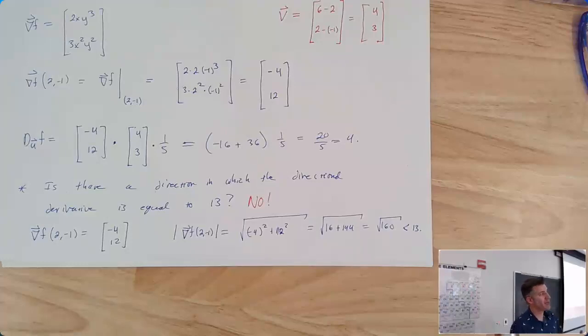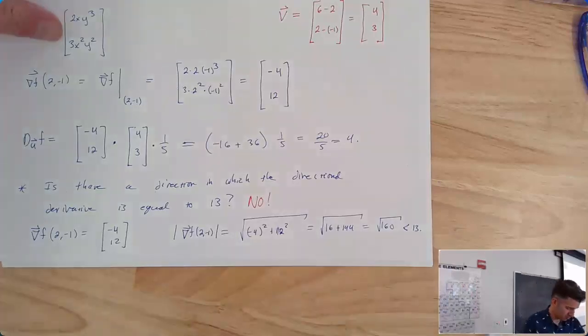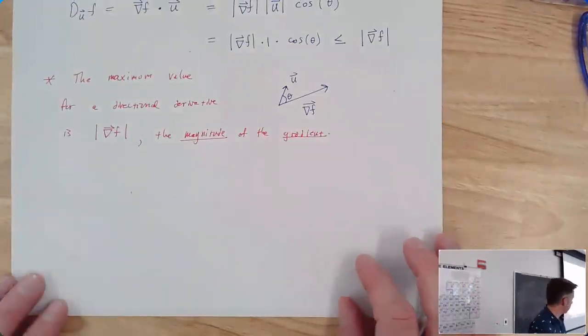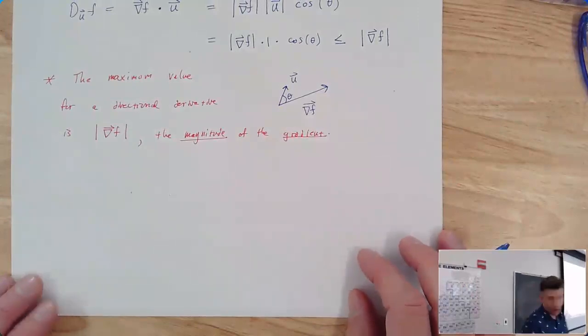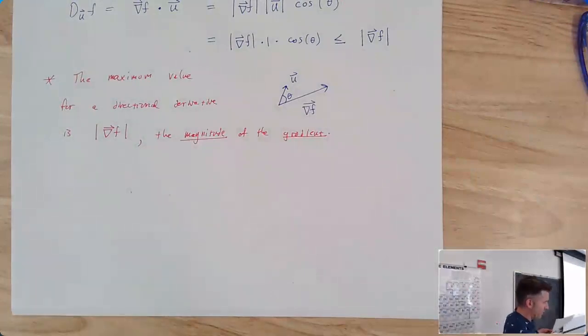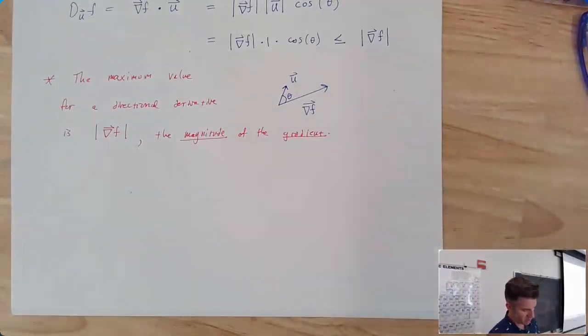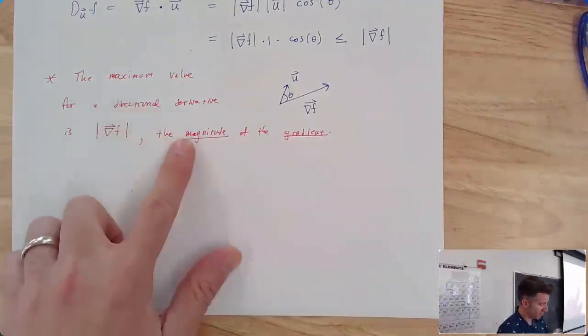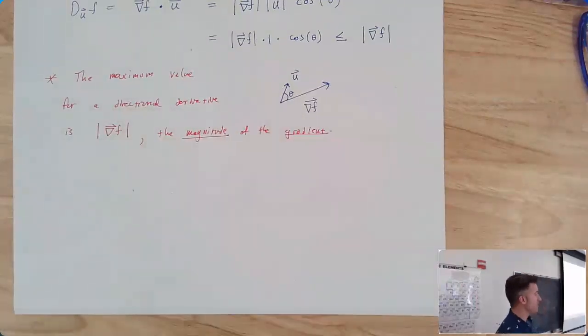So, a couple of interesting things to make note of here. The maximum value for a directional derivative is the magnitude of the gradient. Just looking over here for a second, for example, in problem 8 of your homework that's due on the 19th, the question says, find the maximum rate of change of f(s,t) = t e^(st) at the point (0, 4). So they're asking you to find the maximal rate of change at that point. All they're asking you really to do is to find the magnitude of the gradient. The magnitude of the gradient is the maximal rate of change, or the maximal value of the directional derivative.